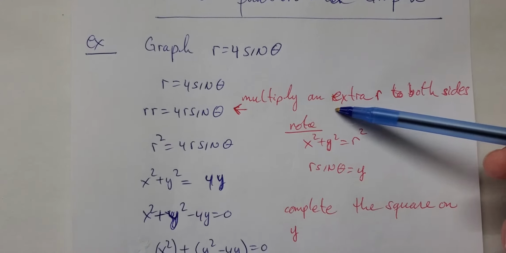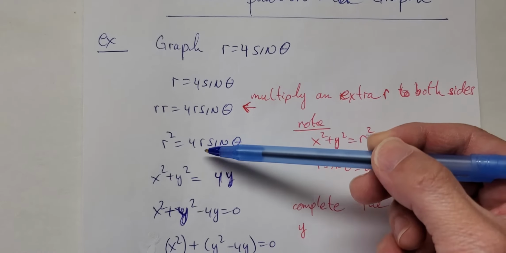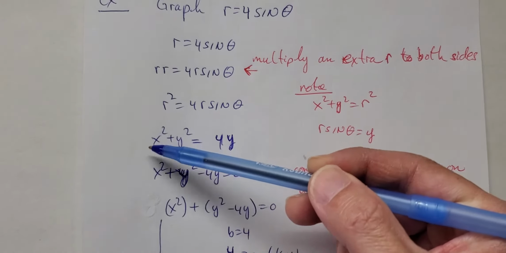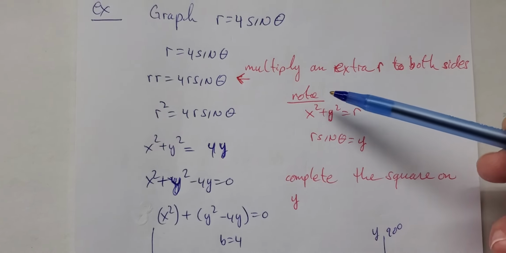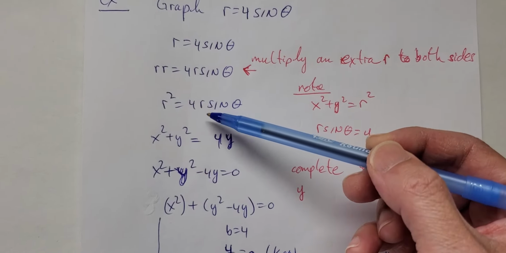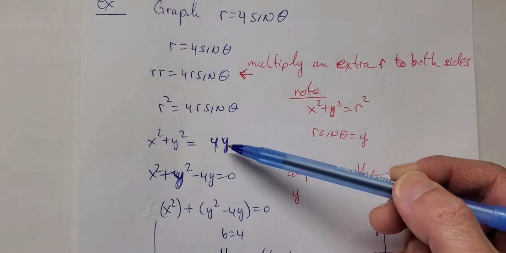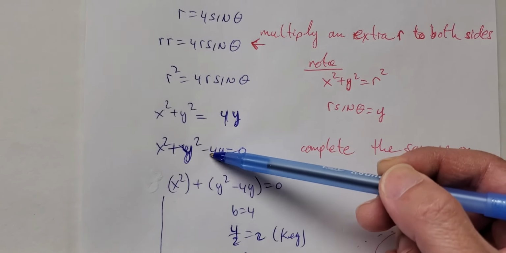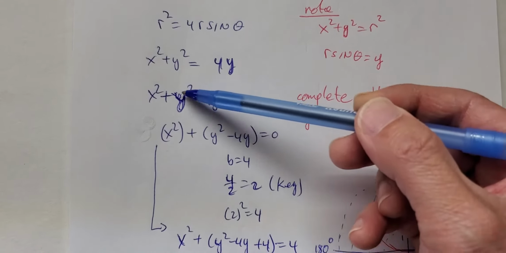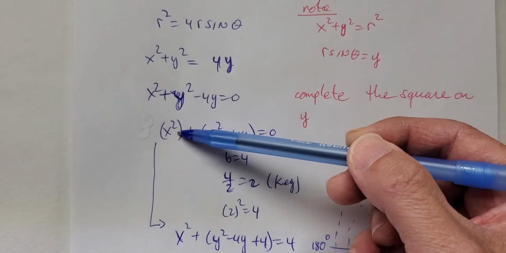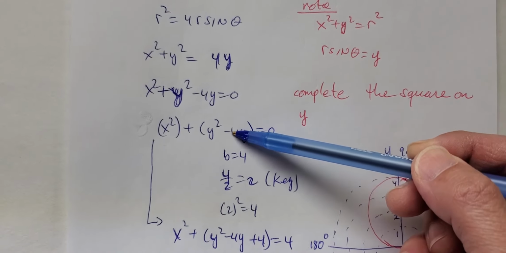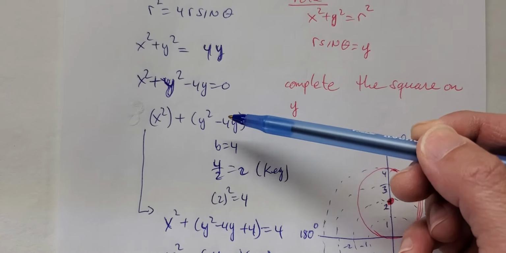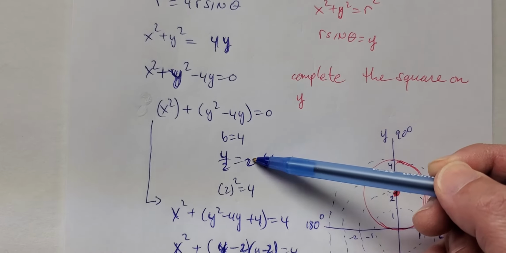Multiply r to both sides, so then I have r squared equals 4r sine theta. We can replace r squared by x squared plus y squared. We can also replace r sine theta by y. Now bring the 4y over, which is negative 4y. Regroup this so that x is by itself and y is also by itself. Complete the square on the y, so half of 4 will be 2.